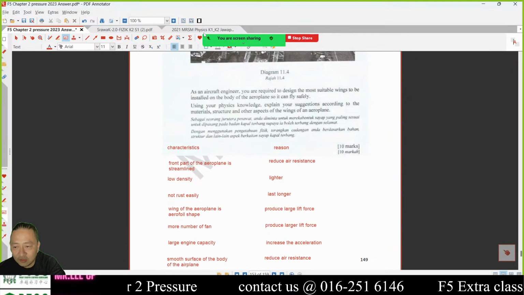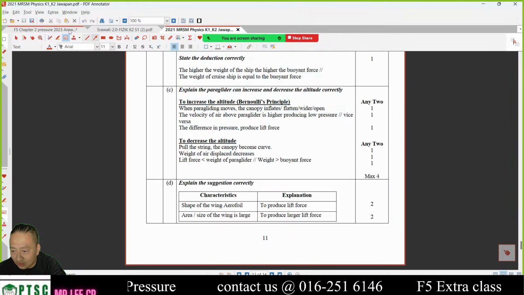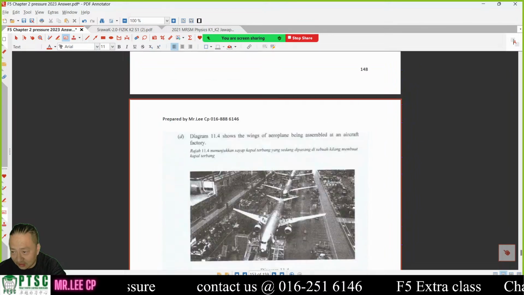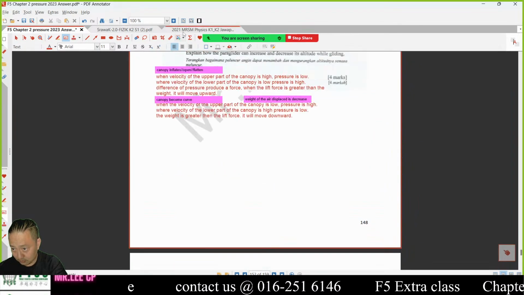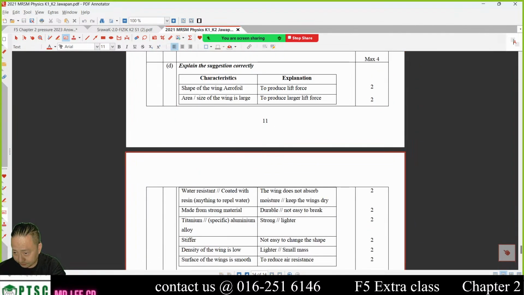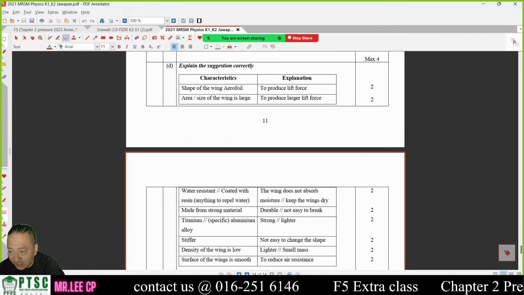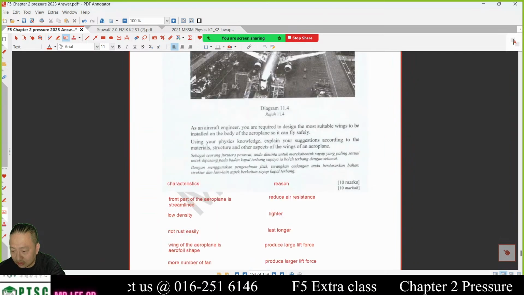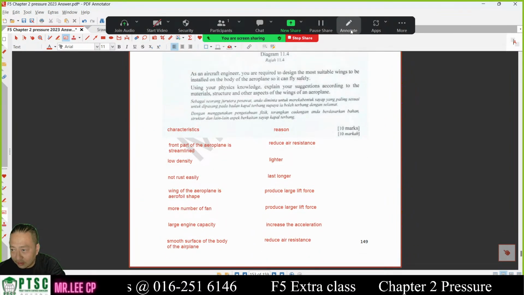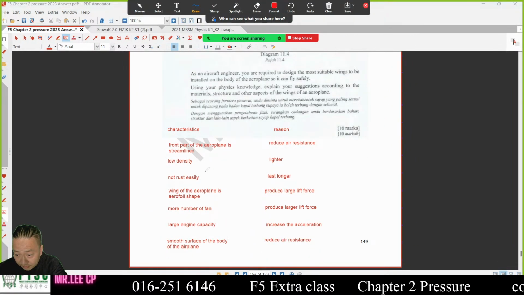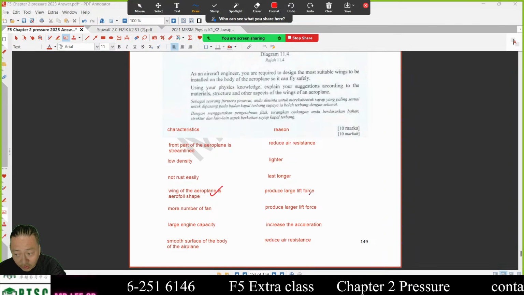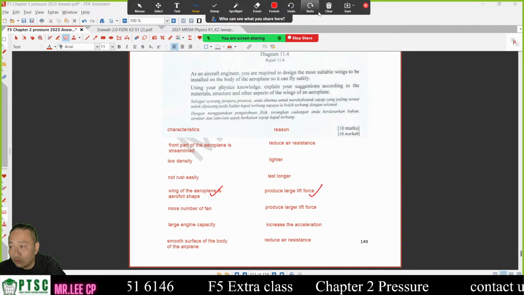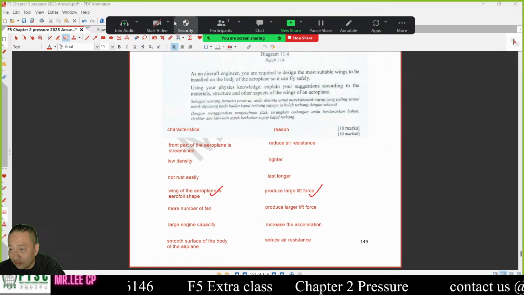All right, you try. Nothing venture, nothing gain. So we try to see whether we can get it or not. Shape of the wing aerofoil to produce a lift force. Here I'm gonna mark on my honor. Shape of the wing is aerofoil. Produce larger lift force. Okay, boleh.